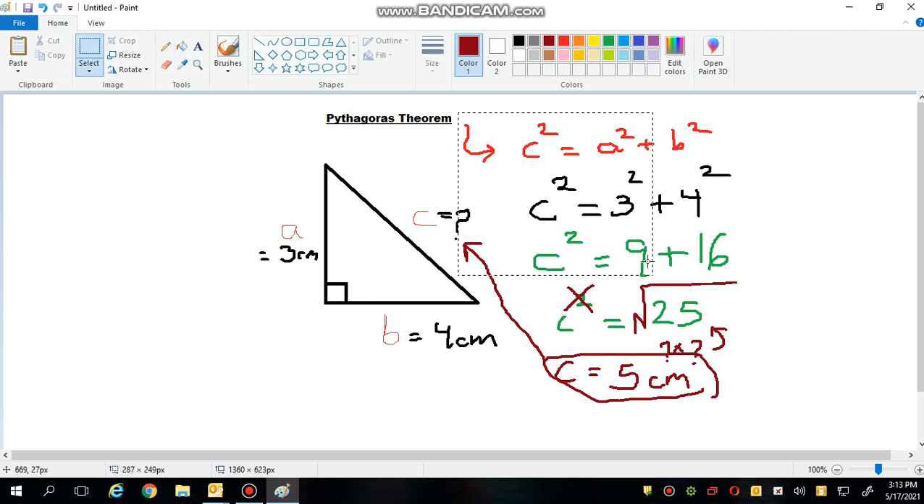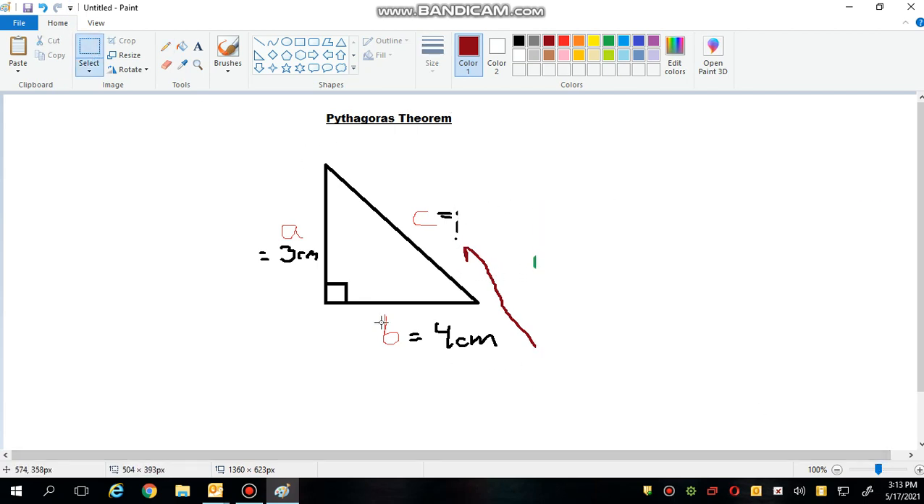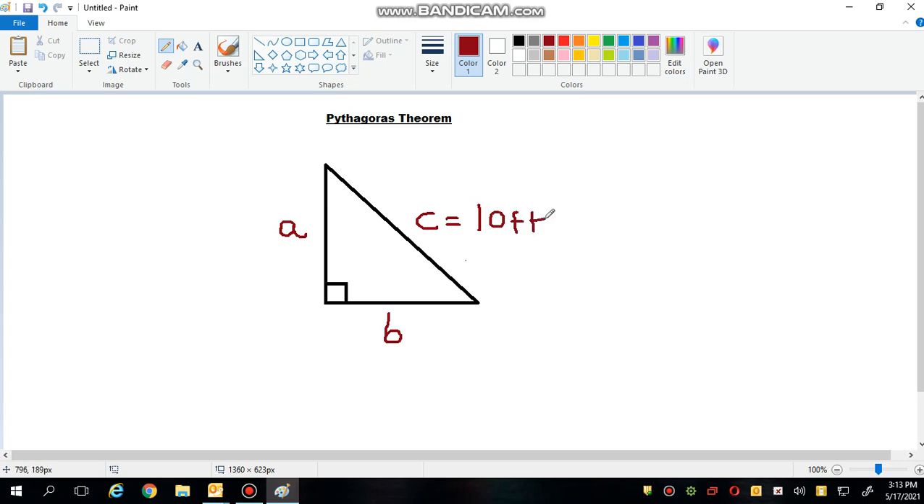Again, I'm going to take the same triangle. Let me erase all this stuff off. I'll give you different dimensions, obviously. Okay. Here we go. Again, just to remind you, A is usually the shorter side, C is usually the diagonal, and B is the remaining side. Now, I am going to tell you that the length of this diagonal is 10 feet. And I will also tell you that the base of this right angle triangle is, I don't know, how about 8 feet?